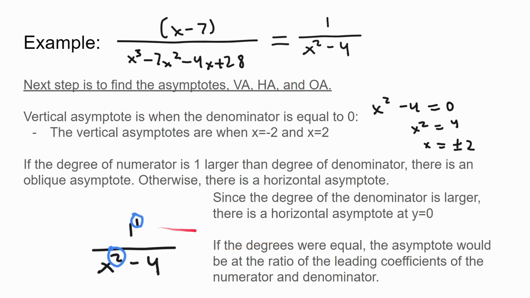However, if the degrees were equal, the asymptote would be at the ratio of the leading coefficients of the numerator and denominator. And this means if this was a 2 up here, so if they were the same, if the degrees were equal, the asymptote would be at the ratio of the leading coefficients of the numerator and the denominator.